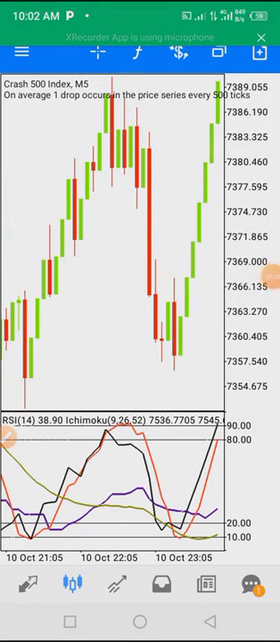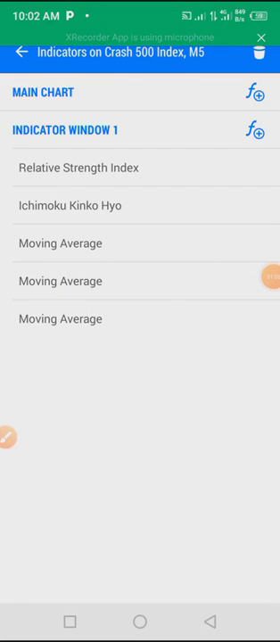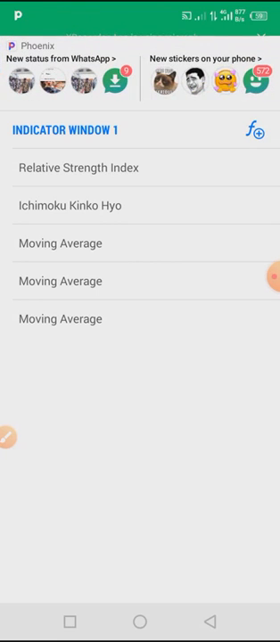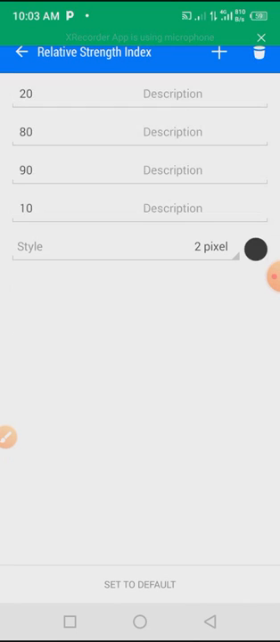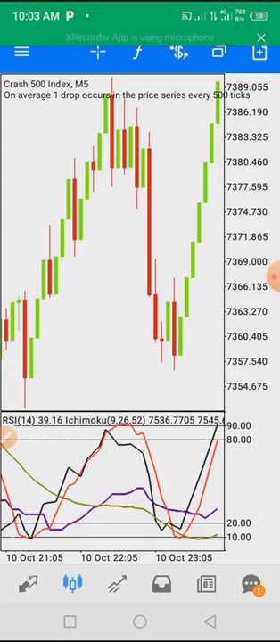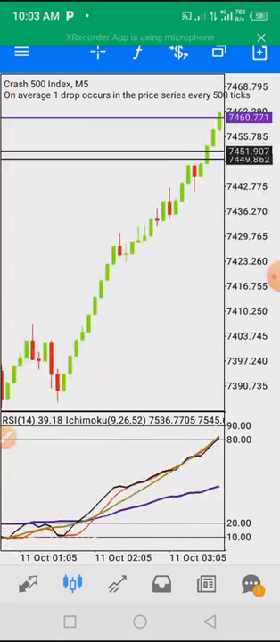So let's go and see the setup. You go to your F. Look at this, how the setup is supposed to be: the relative strength index, Ichimoku, moving average, and moving average. For the first setup, you add your relative strength index first from main chart, and the setup is period 14, apply to close, style 1 pixel, then levels are 20, 80, 90, and 10. Then you choose the pixel to be 2, your color black, you go back and done. It will appear on your chart. So you go for F again.